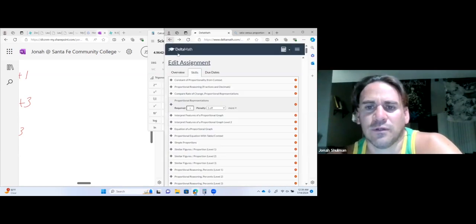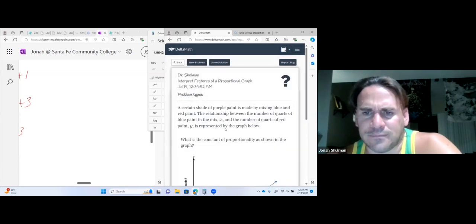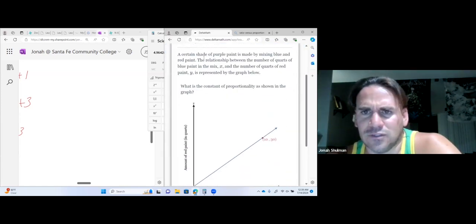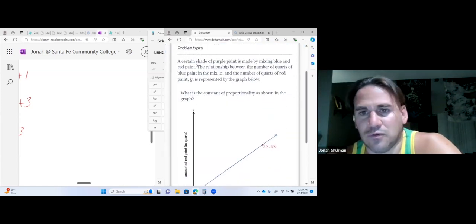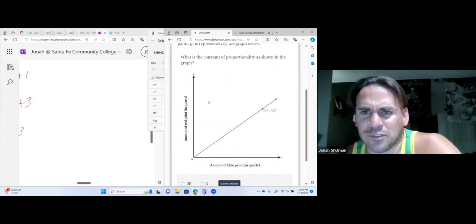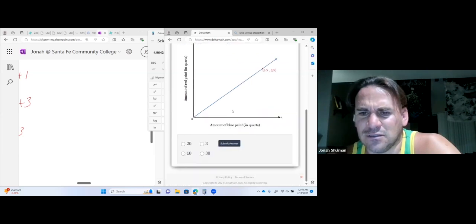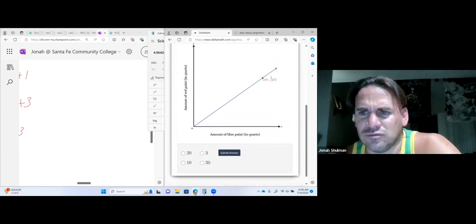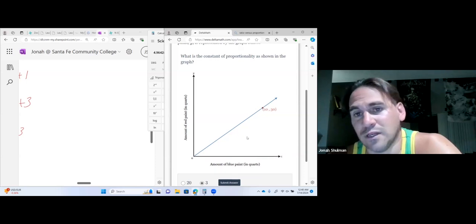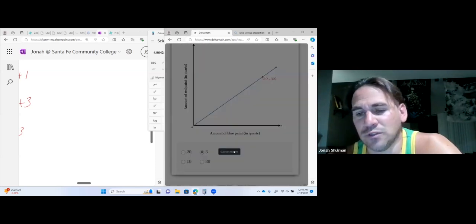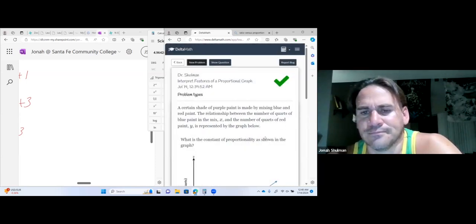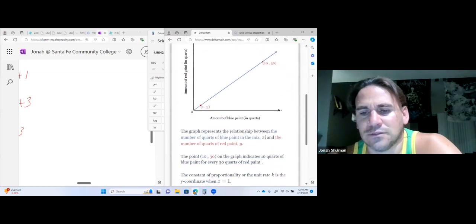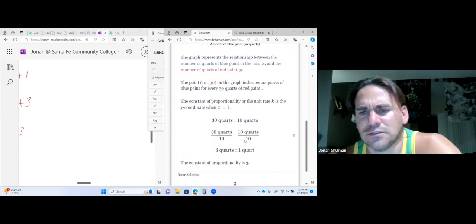All right, let's do another one. A certain shade of purple paint. Okay, they love purple. What is the constant of proportionality of this graph? It's 30 and 10. 30 divided by 10, I'm going 3. I'm doing the y divided by the x to see the constant of proportionality. Nice.